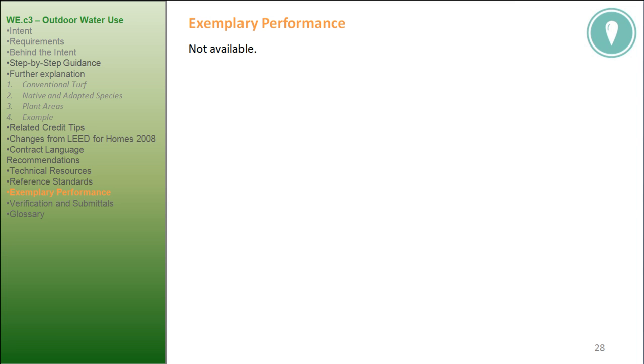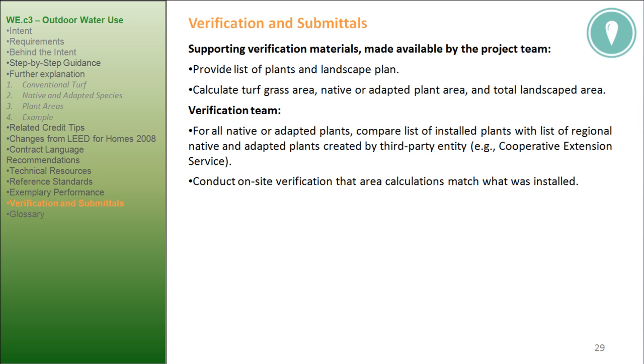Not available. Verification and submittals. Supporting verification materials made available by the project team: provide list of plants in landscape plan. Calculate turf grass area, native or adapted plant area, and total landscaped area. Verification team, for all native or adapted plants: compare list of installed plants with list of regional native and adapted plants created by a third-party entity, for example, Cooperative Extension Service. Conduct on-site verification that area calculations match what was installed.